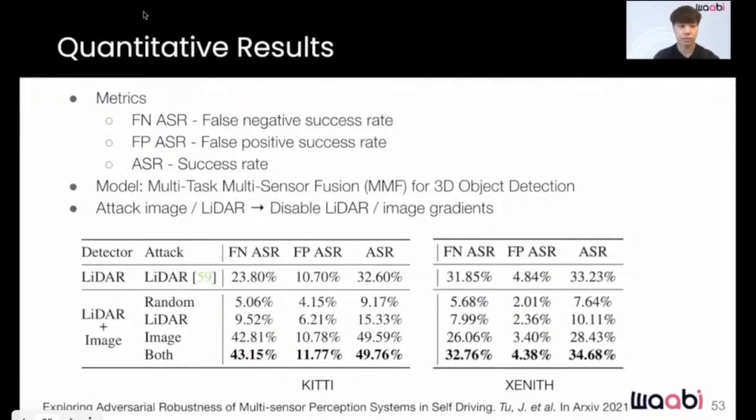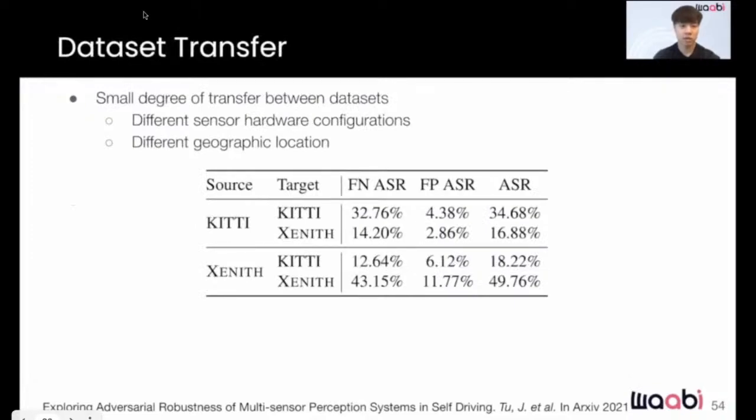We also conduct black box transfer attacks between the 2 different datasets, which are captured with different sensor hardware configurations, like image resolution and LiDAR calibration. Furthermore, these datasets are also captured at different geographic locations. Still, we observe a small degree of transferability between the 2 datasets, as the attack success rate after transfer is still much higher than using a random mesh.